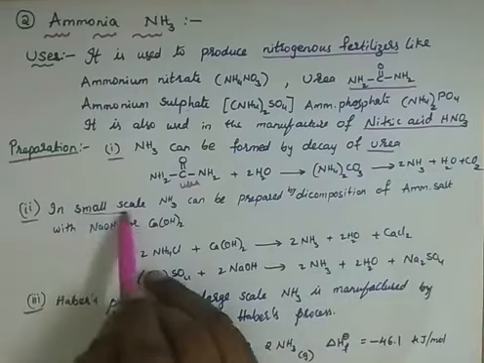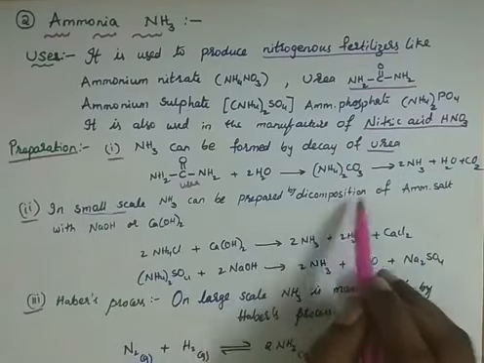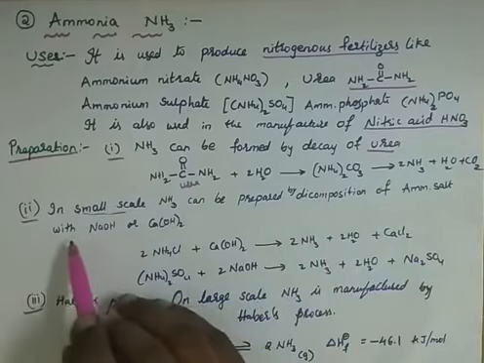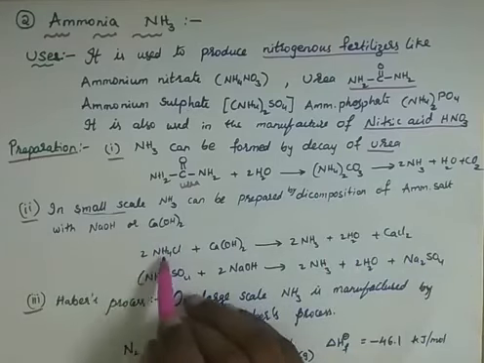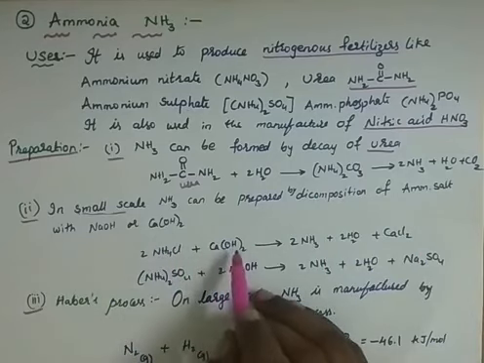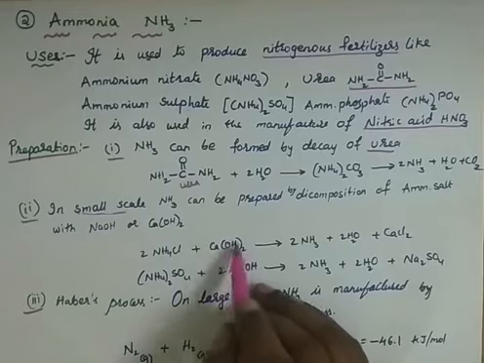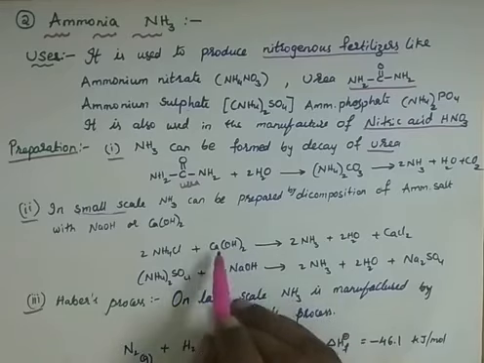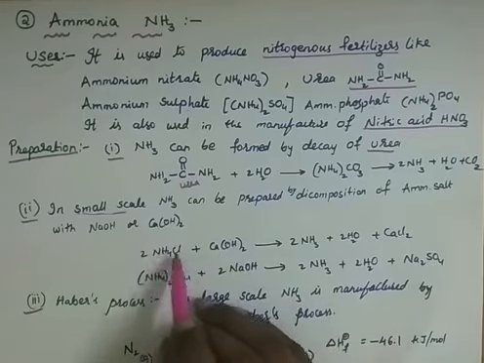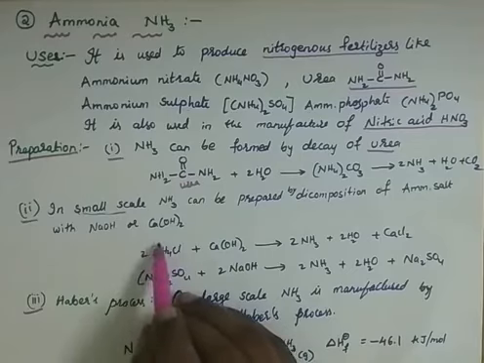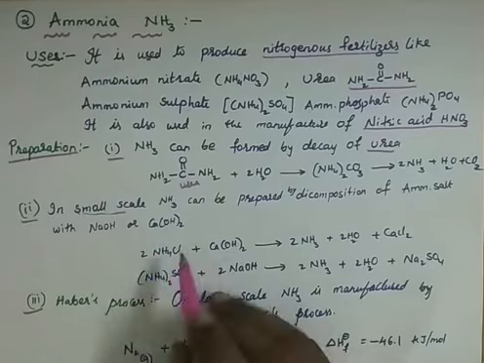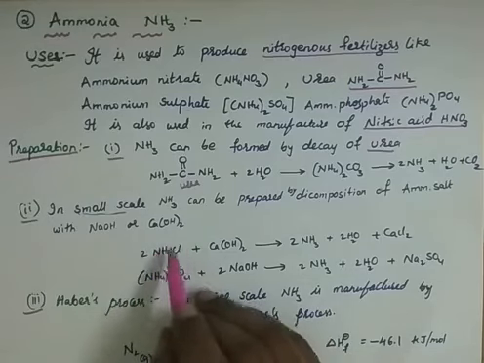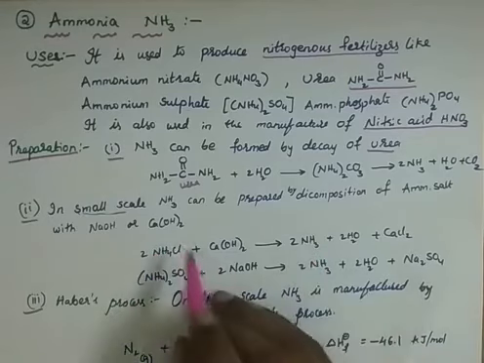And on a small scale, it can be prepared by the decomposition of ammonium salts with sodium hydroxide or calcium hydroxide. Look at this, ammonium chloride, and this is calcium hydroxide. Ca plus 2, OH minus 1. Therefore, Ca(OH) taken twice. You should know how to write the formulas. Ammonium chloride, NH4 takes 1 plus charge, therefore chloride 1 minus charge. Balanced. So when these two react, it will form NH3.